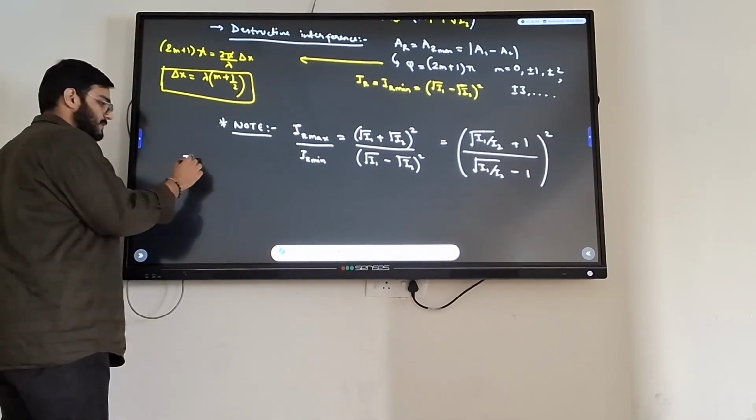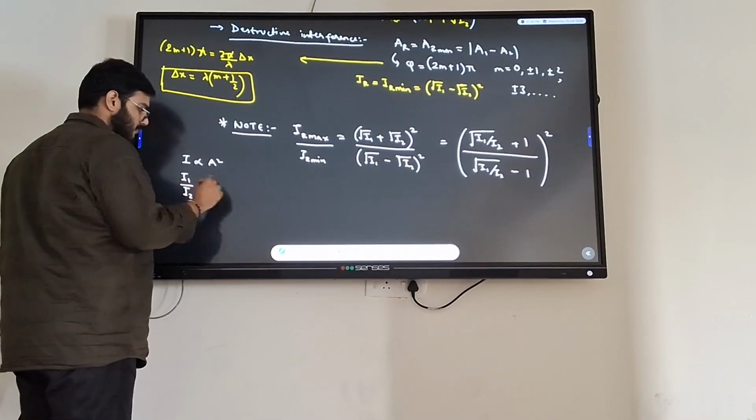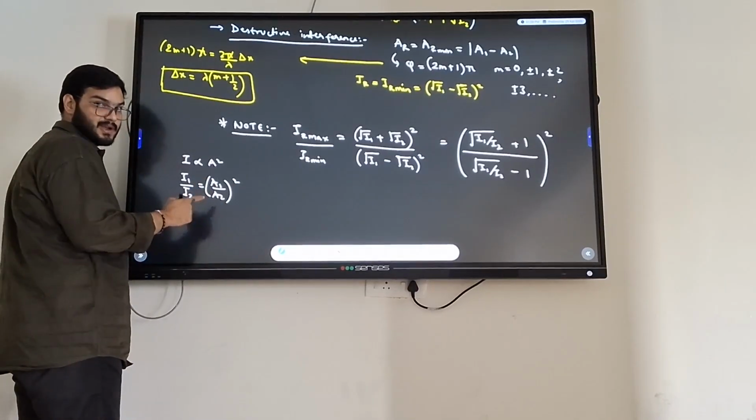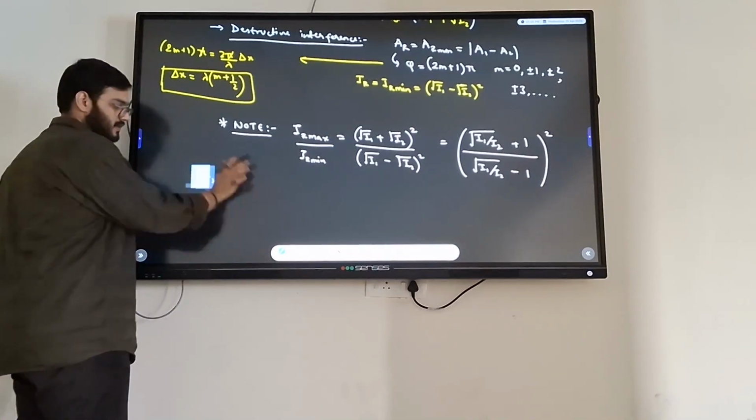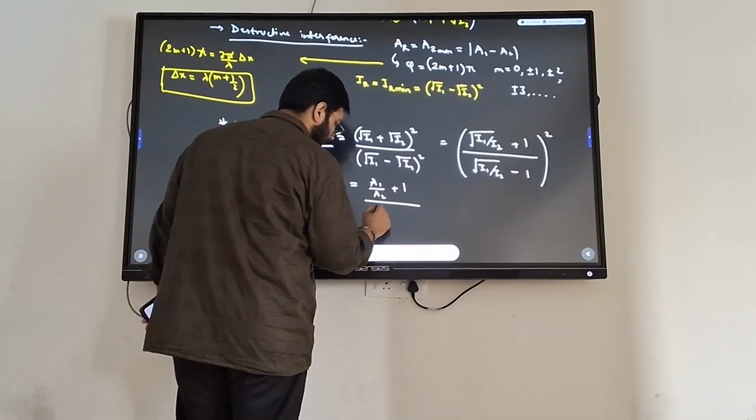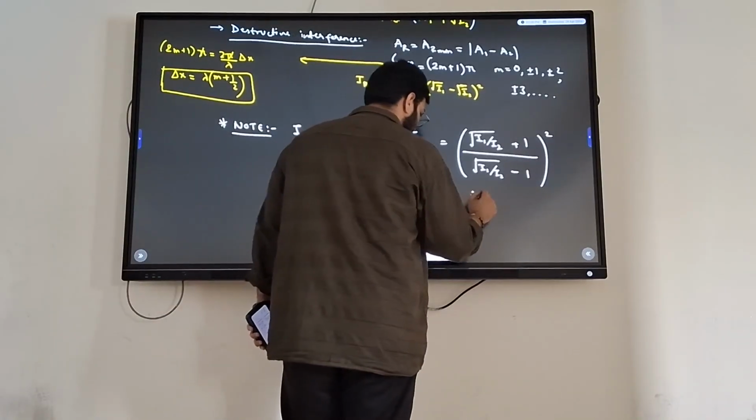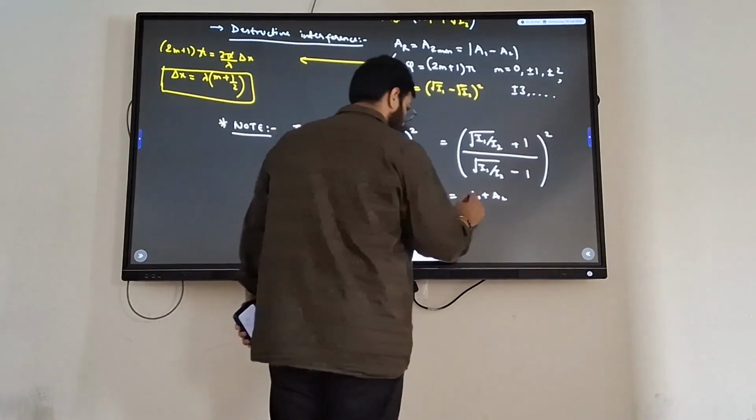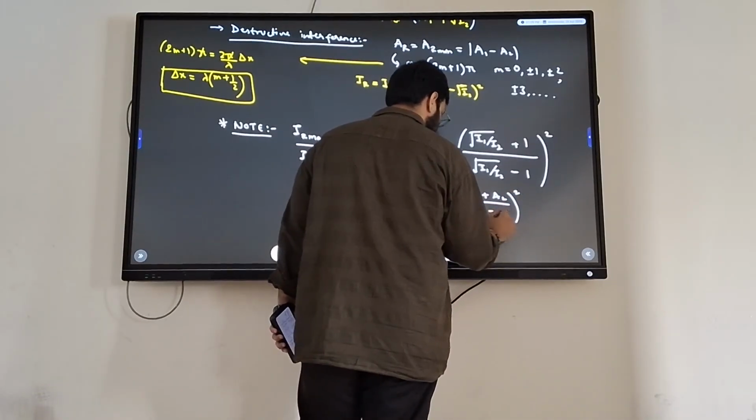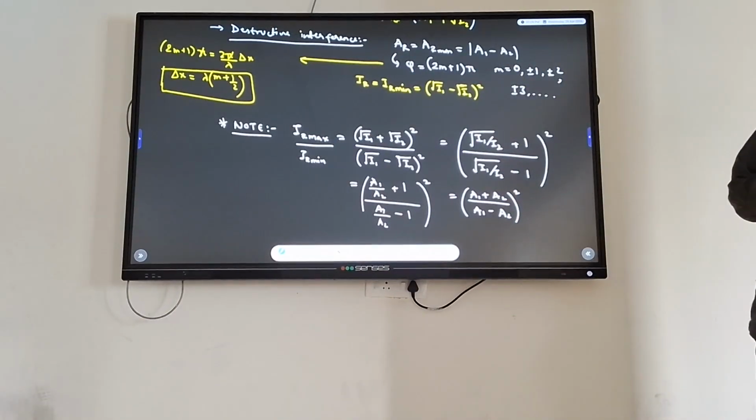If intensity is proportional to amplitude square, that means I1 by I2 is equal to A1 by A2 the whole square. That means A1 by A2 equals root I1 by I2. So I can write it as A1 by A2 plus 1 over A1 by A2 minus 1. And I can equally write it as A1 plus A2 by A1 minus A2 the whole square. Is it okay? Just a little simplification, writing the whole thing in terms of amplitude. What is A1 plus A2, by the way?